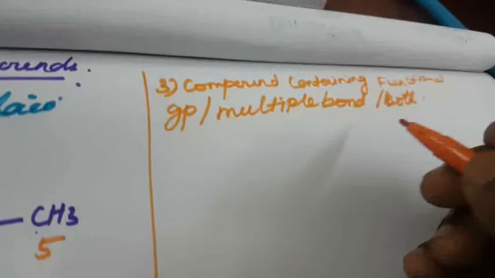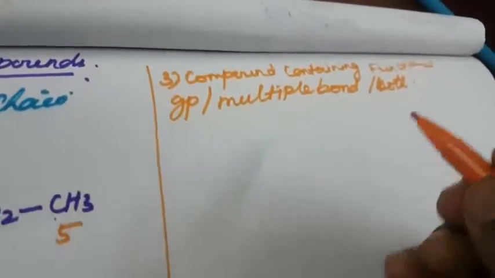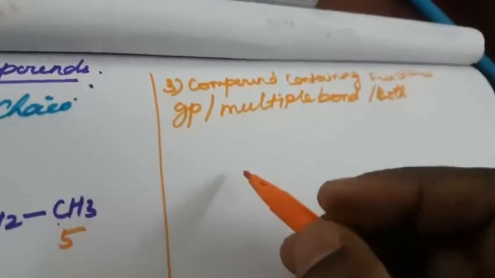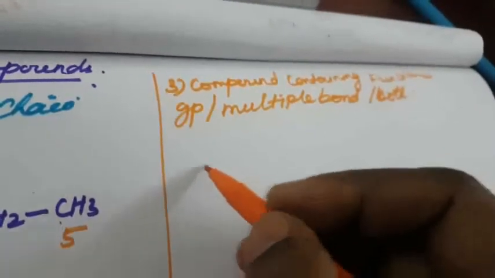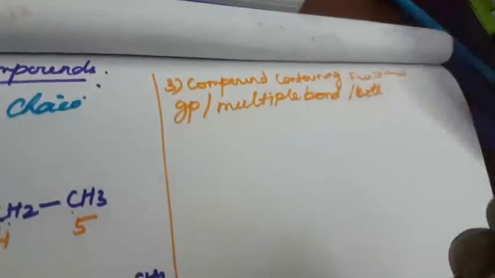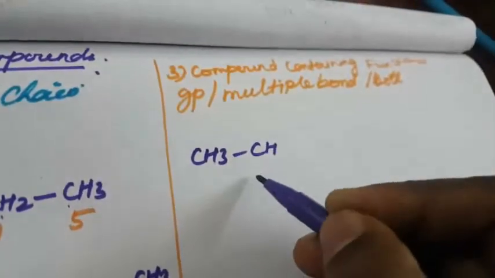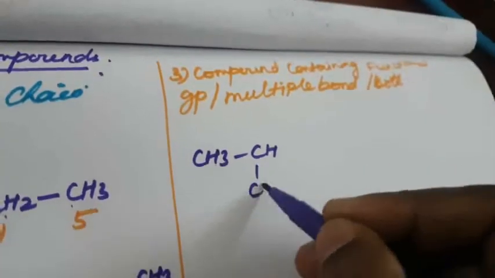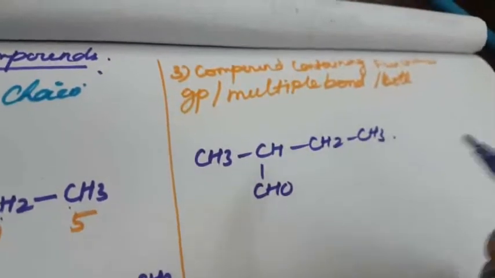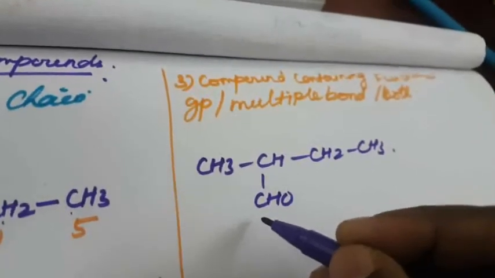So which side do you give the priority? If a compound contains a functional group, a multiple bond, or both, which side do you give the priority? Suppose there is a functional group, what is the order of this chain in which it contains the functional group? The first one is CH3, CH, CHO, CH2, CHC. Which side do you give the priority? You give the priority to the functional group.